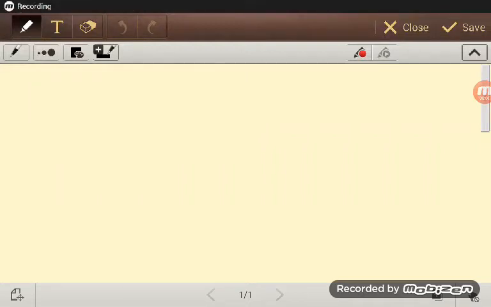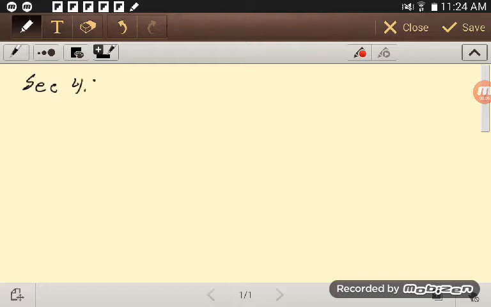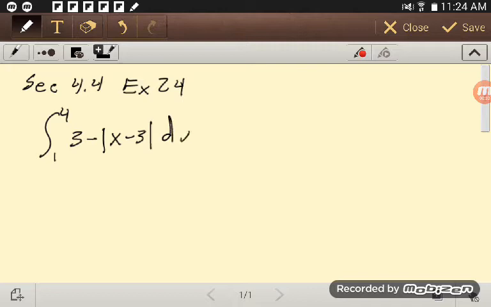Let's take a look at number 26. So this is section 4.4 exercise. Actually, let's do 24. So exercise 24. And in this exercise, we have our integral from 1 to 4 of 3 minus the absolute value of x minus 3 dx.